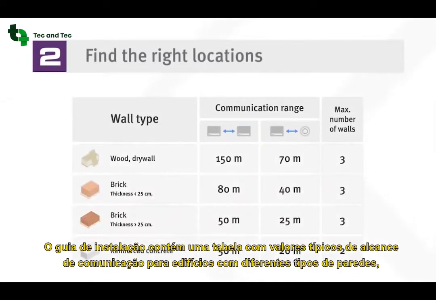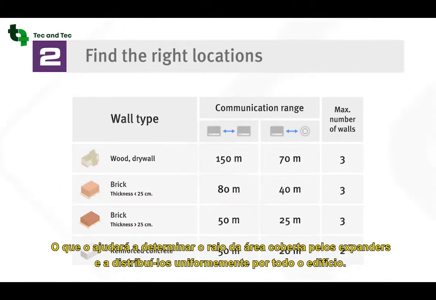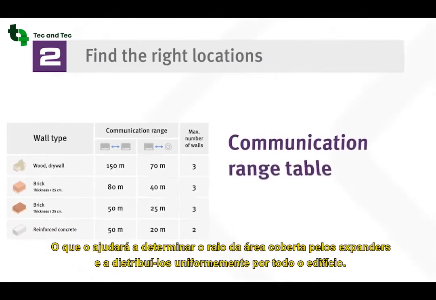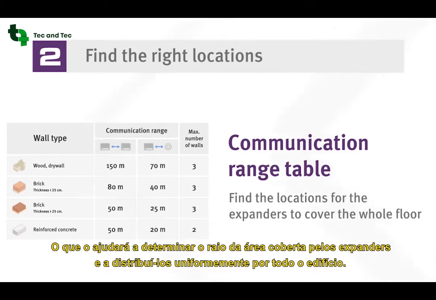The Installation Guide contains a table with typical values of communication range for buildings with different types of walls. This will help you determine the radius of the area covered by the expanders and distribute them evenly throughout the building.